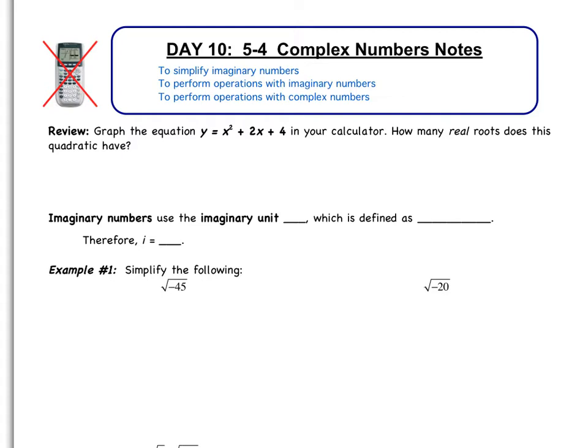First, we're going to simplify imaginary numbers. So we're going to talk about what imaginary numbers are and we're going to simplify them. And that's part of complex numbers. And then we're going to perform operations with those imaginary numbers and then also with complex numbers as well.